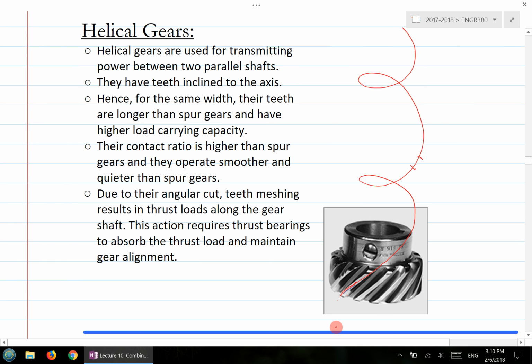It's also used to transmit power between two parallel shafts. Because the teeth are inclined, the meshing of the two gears becomes more gradual, and the contact ratio will be higher than the spur gear, so the motion of the helical gear will be smoother than the spur gear. It can also typically carry more load than the spur gear.